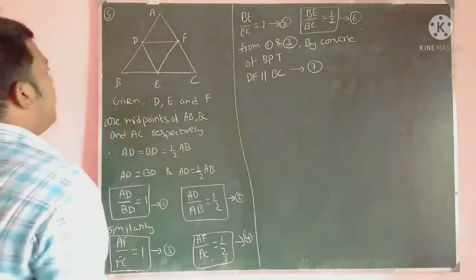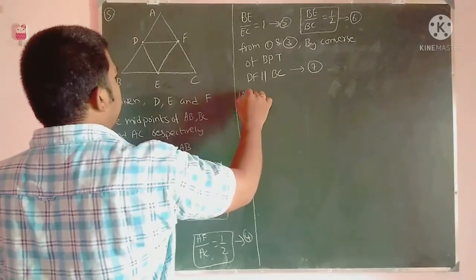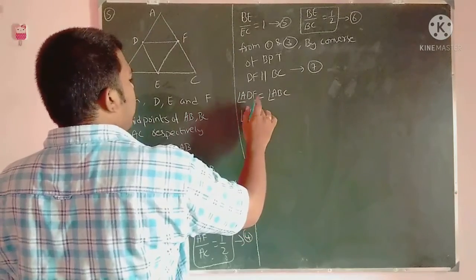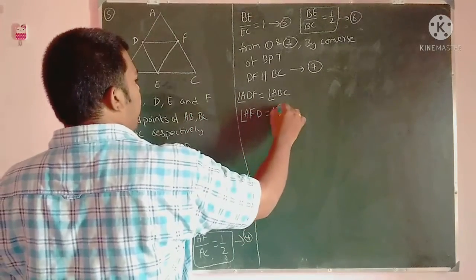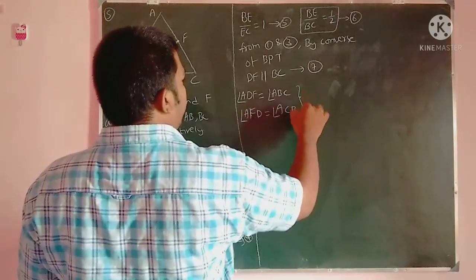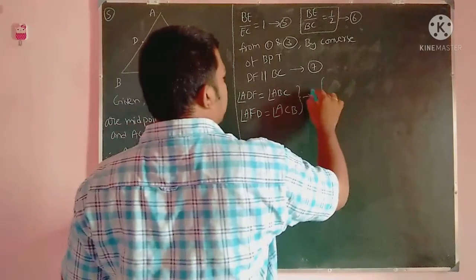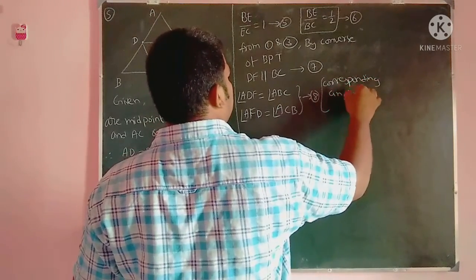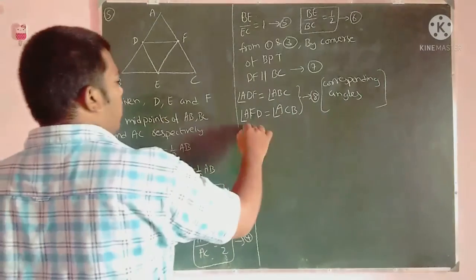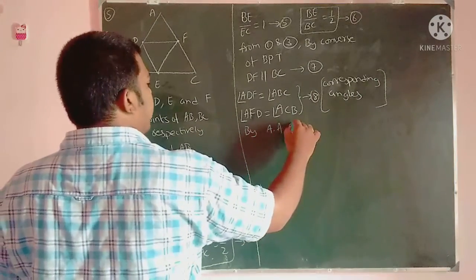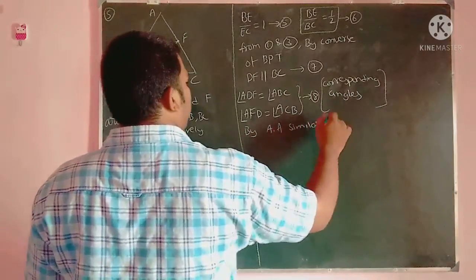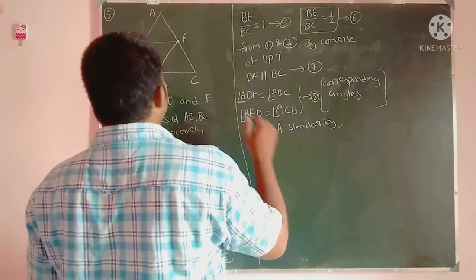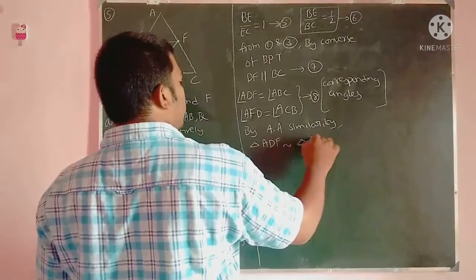So if DF is parallel to BC, then angle ADF is equal to angle ABC and angle AFD is equal to angle ACB. So let it be 8. Why? Because these are corresponding angles. So now by AA similarity we can say, triangle ADF is similar to triangle ABC.